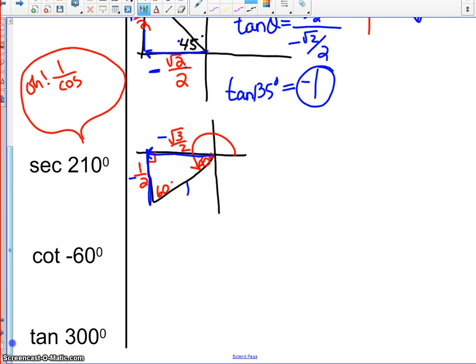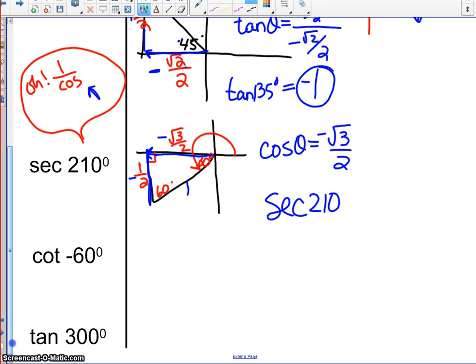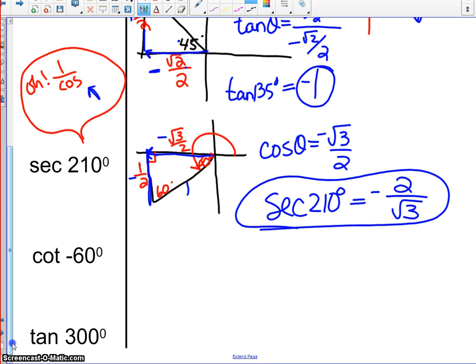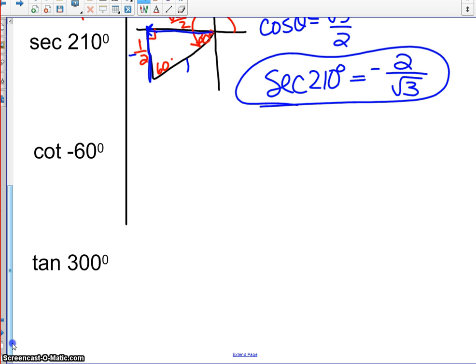All right, so now we are trying to find, oh, that's right, not really secant, but cosine. So first I'm going to figure out what is the cosine of that angle. The cosine of my angle, if you remember, was adjacent over hypotenuse. Adjacent would be square root of 3 over 2, and it was negative. So then the secant of that same angle, that 210-degree angle, is just the reciprocal of that, the flip. I just have to flip my fraction, and that's my answer. Okay, so it looks a little bit more difficult than it is. Let's keep going.